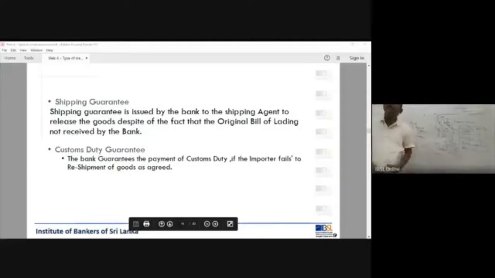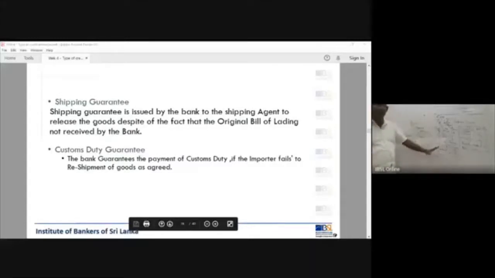Yeah, shipping guarantee, it is like they can claim up to 3 times. If it is a 100,000 rupee shipment, they can claim up to 300,000. That's why we hold 300% for shipping guarantee. Normally, shipping guarantees are issued with security. They have the option of claiming up to 300%. Right? 3 times. It depends. If there is any upset, they can claim. Right?